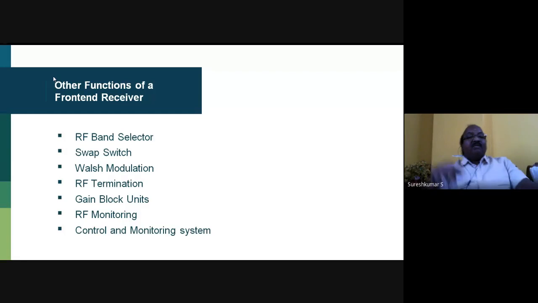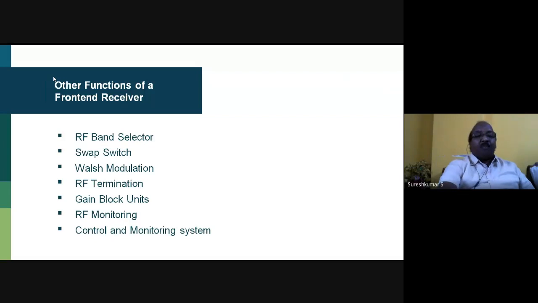Gain block: when you use a gain block after the LNA, you put some amplifiers to make up for the cable loss or to match the further systems. You have to use an amplifier which has a higher dynamic range. What happens is, it is already an amplified signal, and it is amplified again. So the input P1 dB of your gain stage should be higher so that it doesn't lead to saturation.